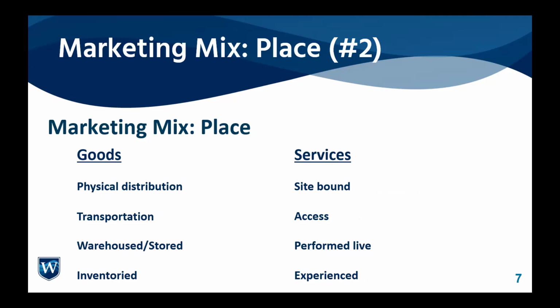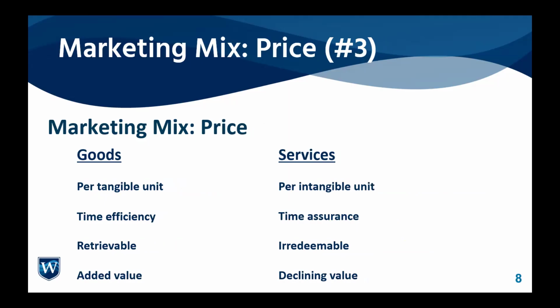So here is a list of the attributes of place based upon whether it's a physical good or a service. The third one is price. Price is dependent upon product and place. So if I sell it direct, I can sell it to you cheaper than if I have to go through a middleman. If I go through a middleman, I have to make a profit to stay in business.